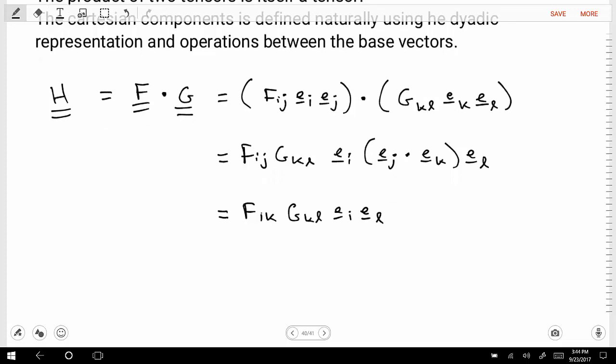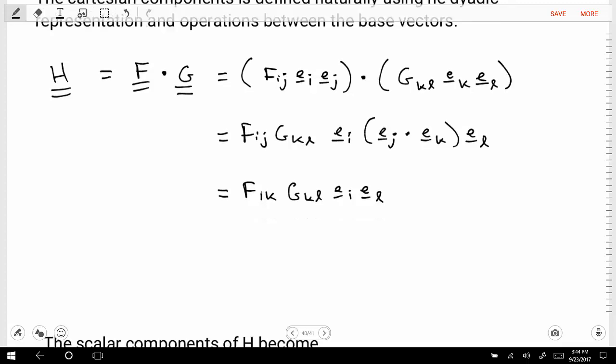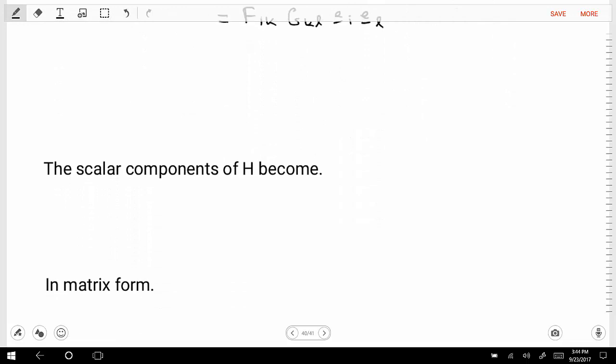So we can actually find the product of these two tensors through the base vectors relationship. So then our scalar components of H become simply F_ik and G_kl. And note that these inner terms here are dummy variables that disappear on the left-hand side of this equation.